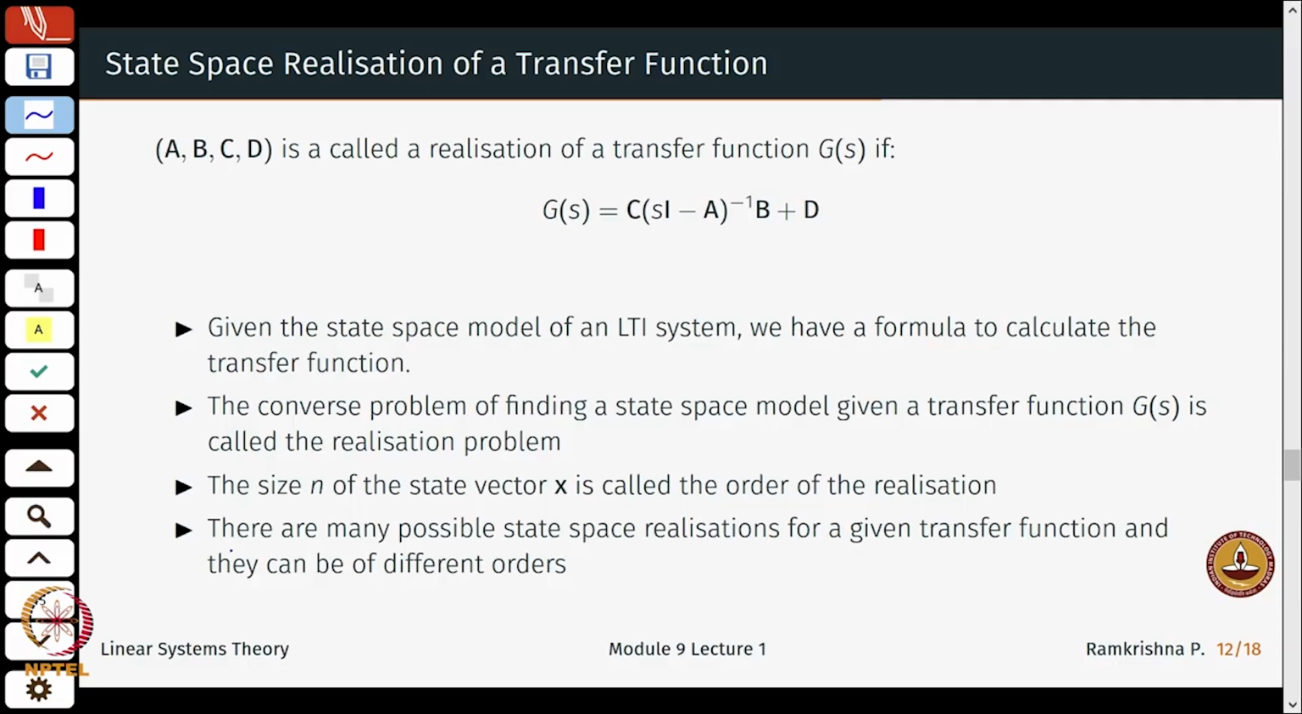Okay. So, now what is a realization, and I guess we all know this derivation. So, given A, B, C, D, this is called a realization of a transfer function if I can do this. So, this is the relation between the state space and the transfer function model. Okay. Now, given the state space model, I can construct the transfer function. The converse problem is then called the realization problem. Can I go from, okay, this is a simple computation, or can I go from here till here? Okay. Now, the size n of the vector x is called the order of realization, right.